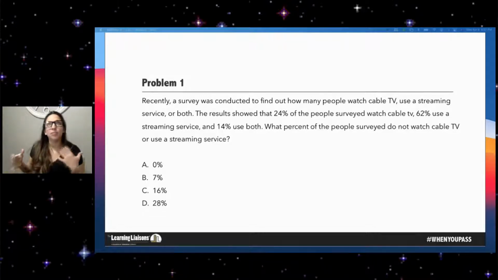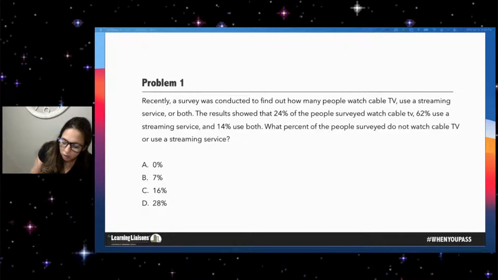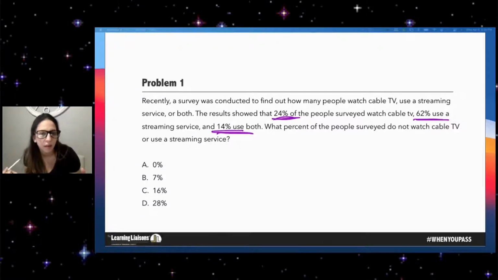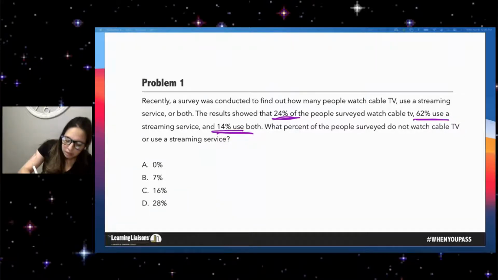So this is a problem that's going to require multiple steps. And here's why. A lot of times people are going to look and go, okay, 24% watch cable, 62% use streaming, 14% use both. So if I add all of those up, the people who don't watch either are going to be whatever is left over. Well, watch what happens.